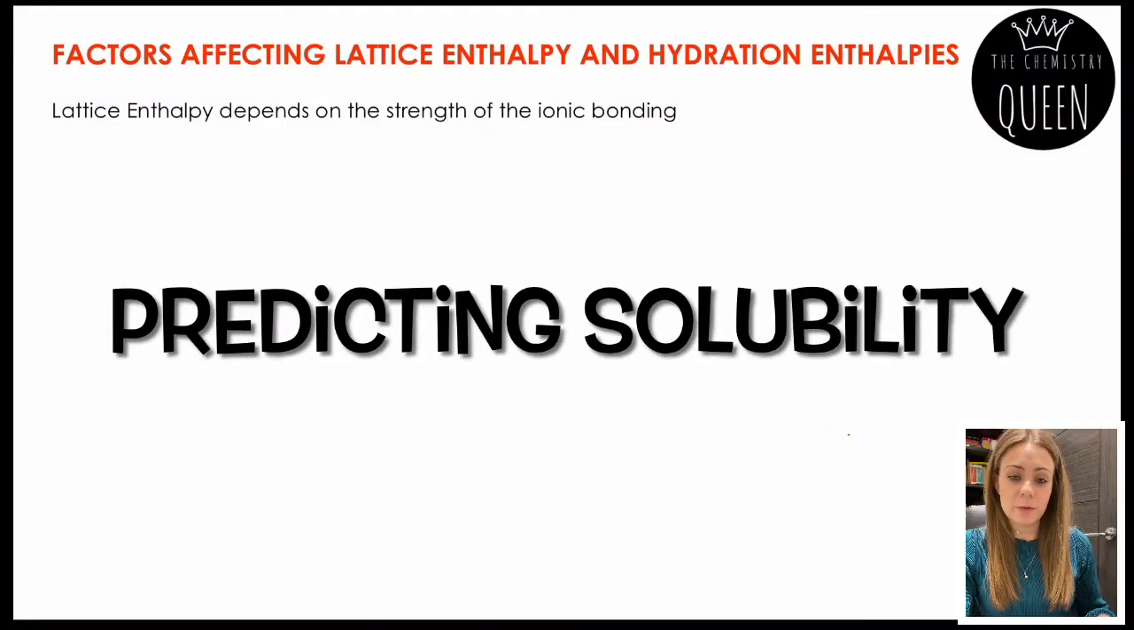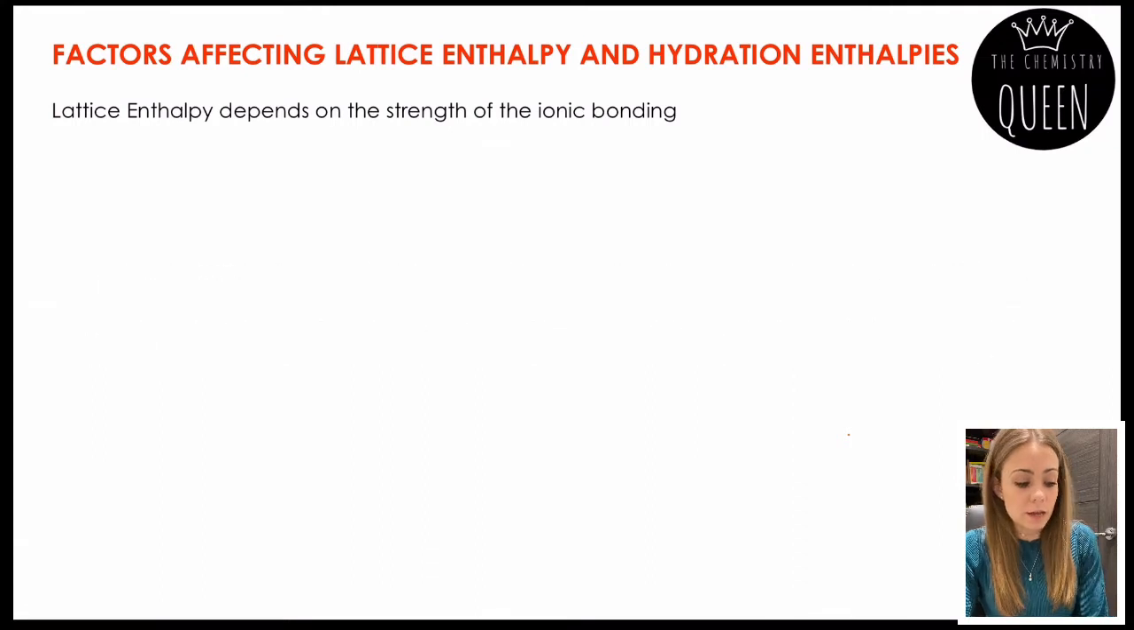Lattice enthalpies and hydration enthalpies can be used to predict the likelihood of an ionic compound dissolving in water. Before we can make that prediction, however, we need to be aware of the factors that affect the lattice enthalpy and the hydration enthalpies of the relevant ions.